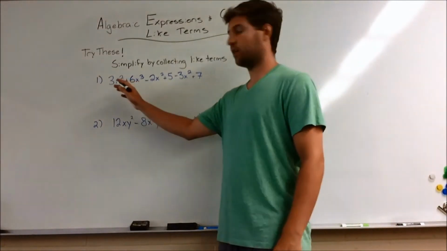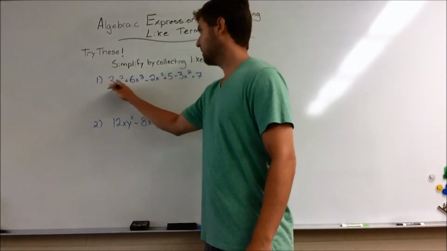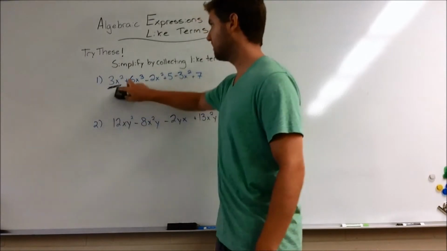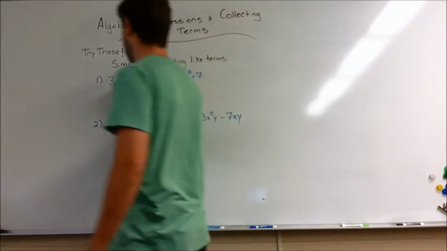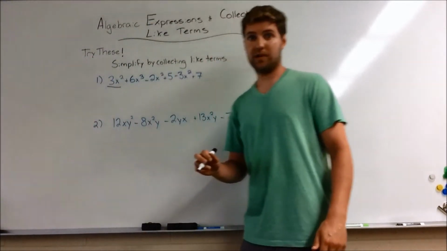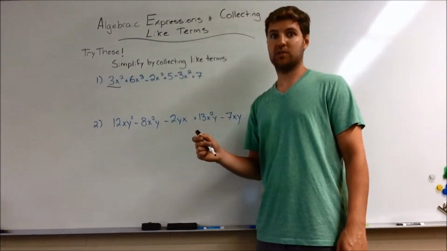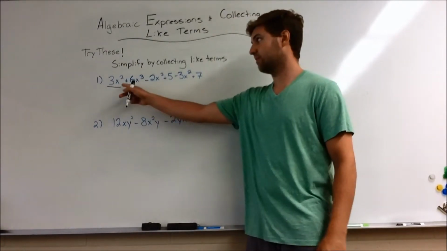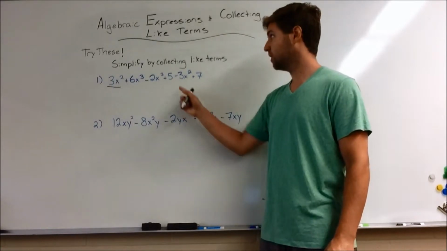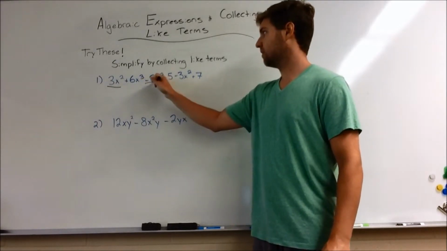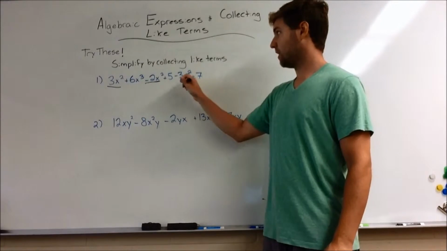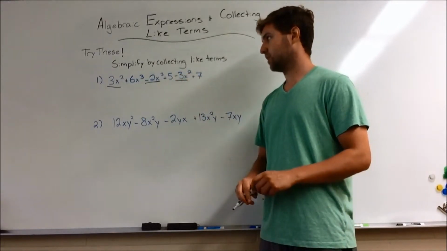So we start over here on our left. We have 3x squared. And we want to find any other terms that are like terms, so the exact same variable, x, the exact same exponent 2. And we have one right here, minus 2x squared and minus 3x squared.